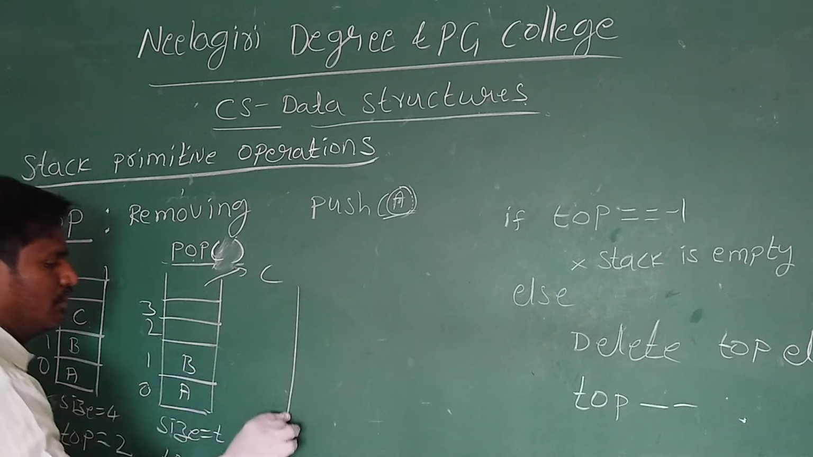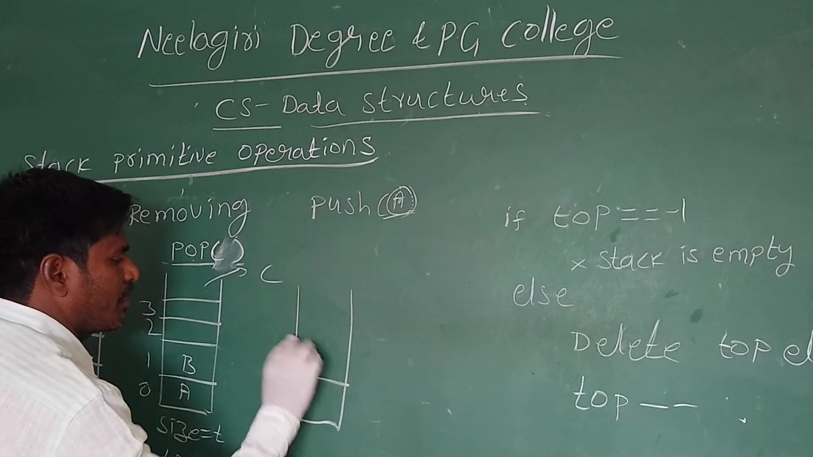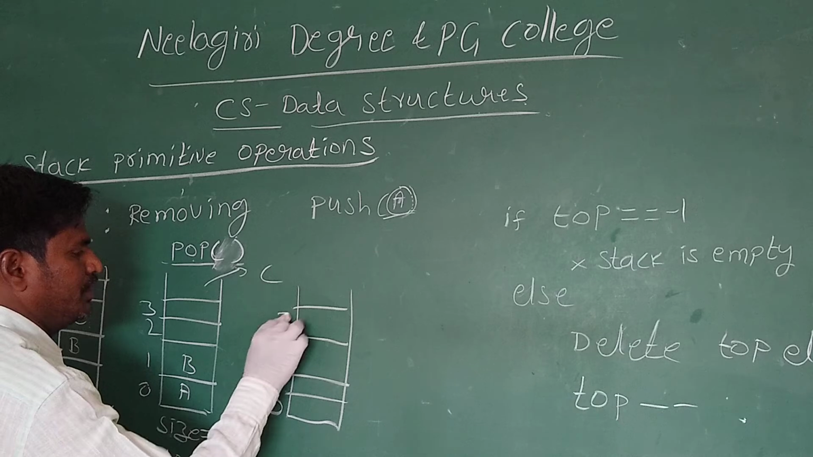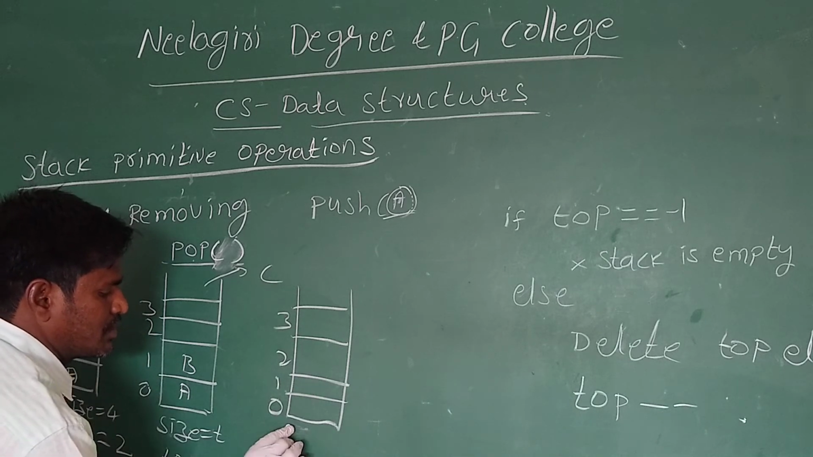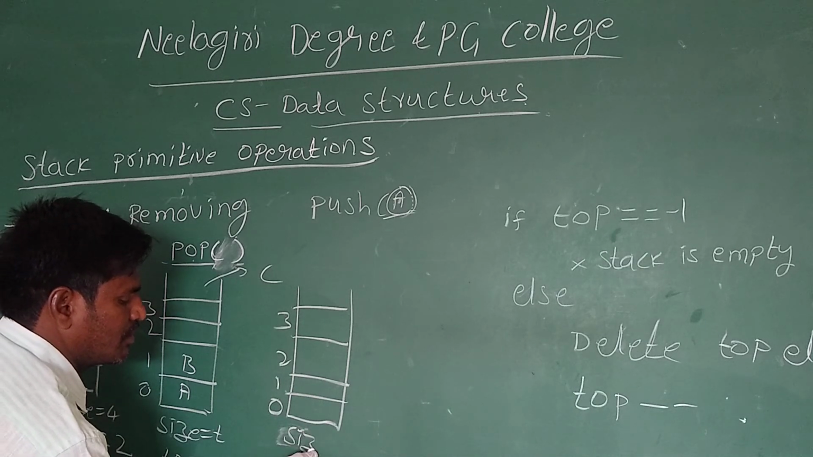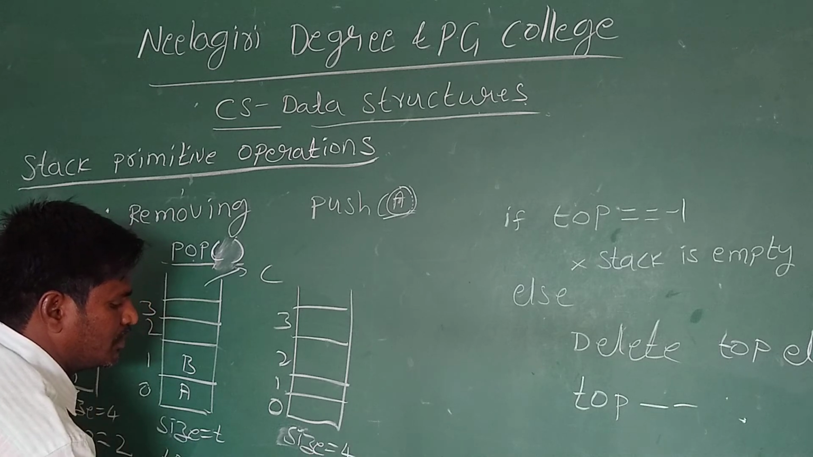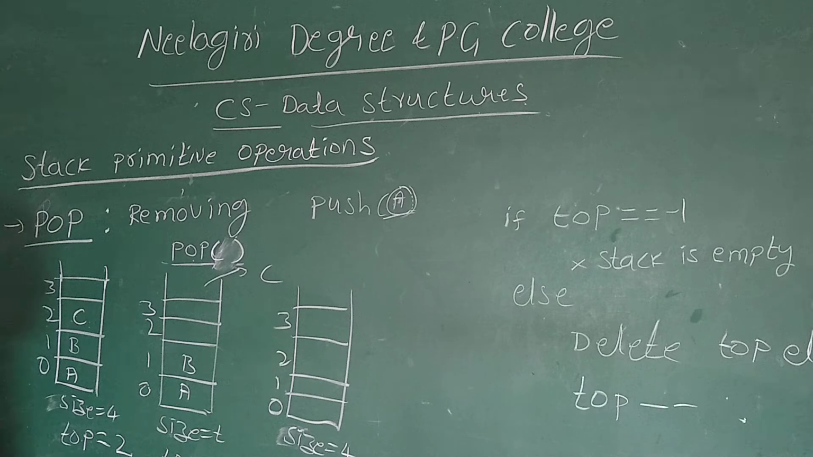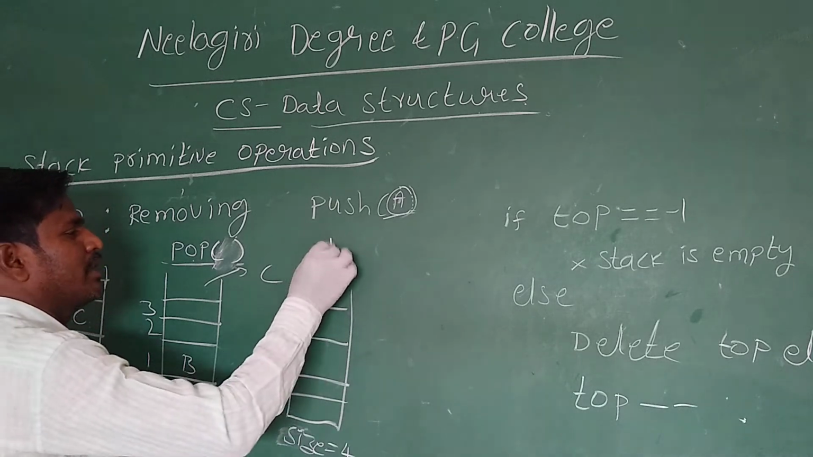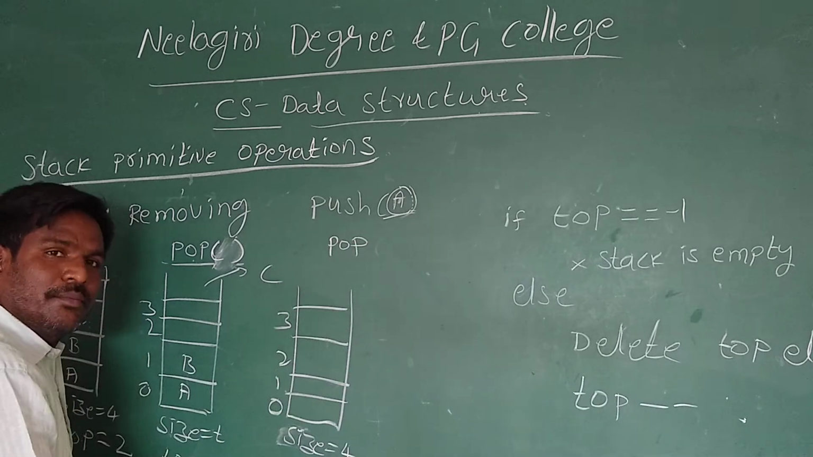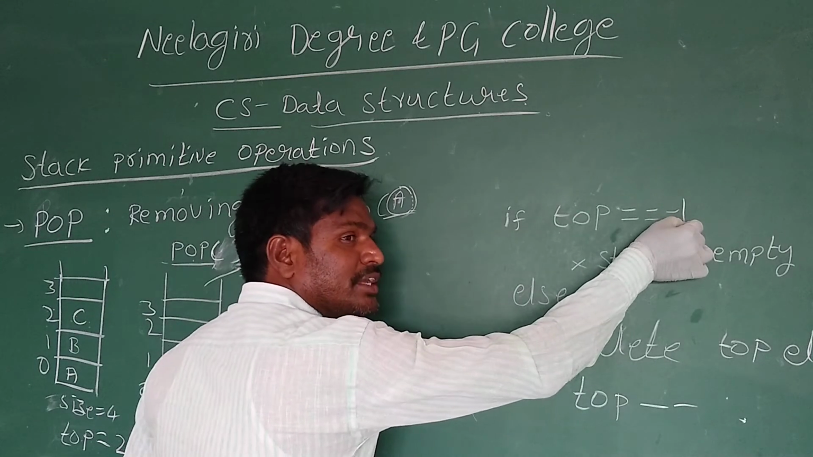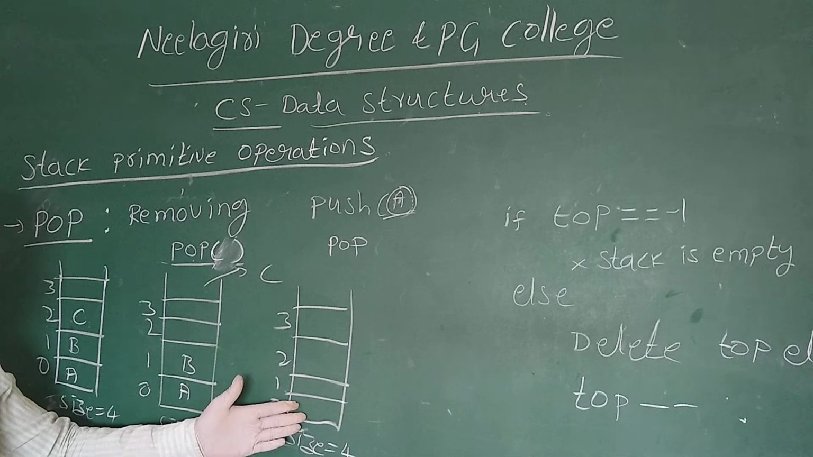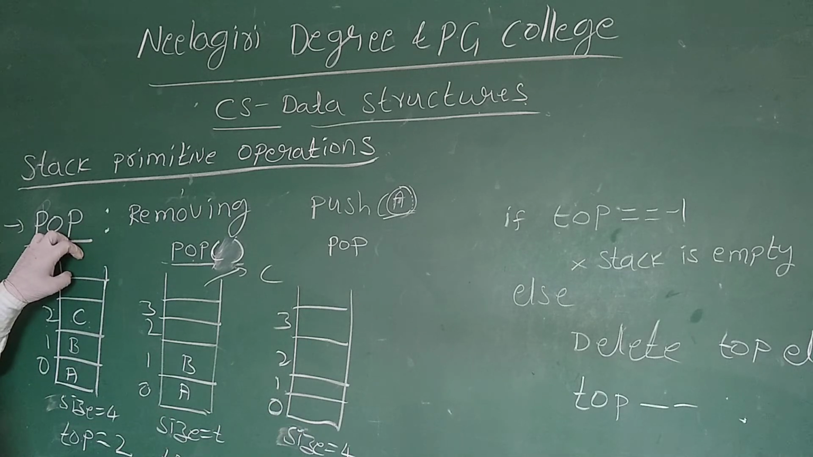See, for example, this is another example with positions 0, 1, 2, 3. Here the size is 4. There are no elements in the stack, so automatically the top value is minus 1. I perform the pop operation again. What happened? Minus 1 is equal to minus 1. Yes, the stack is empty. So this is the pop operation.